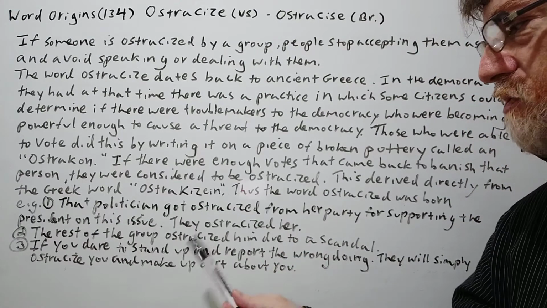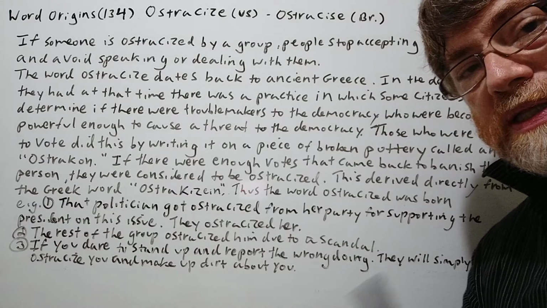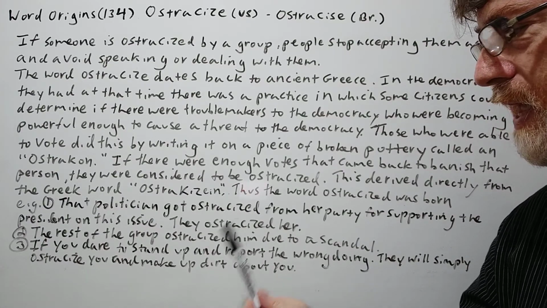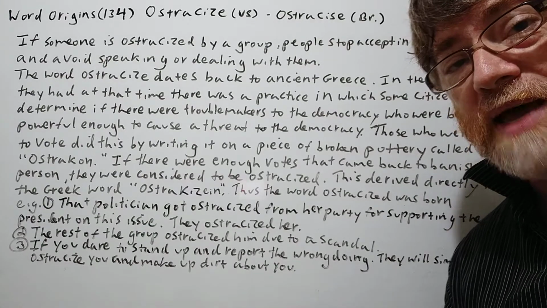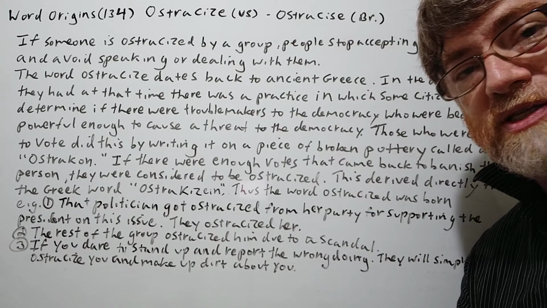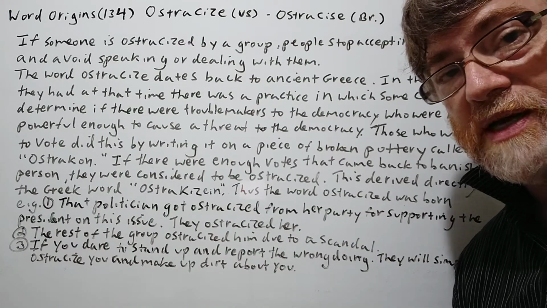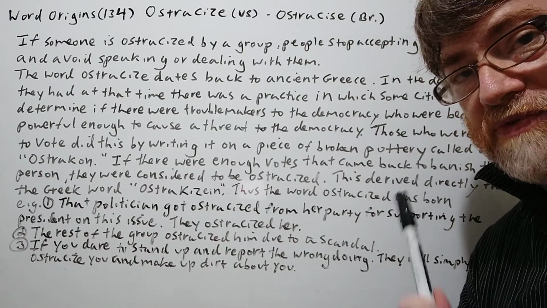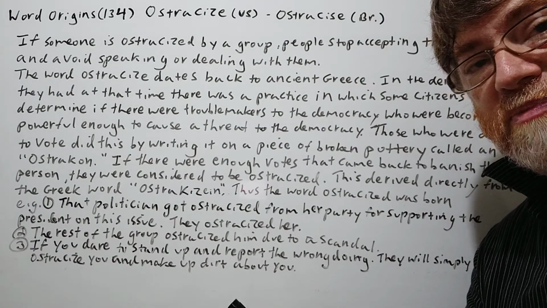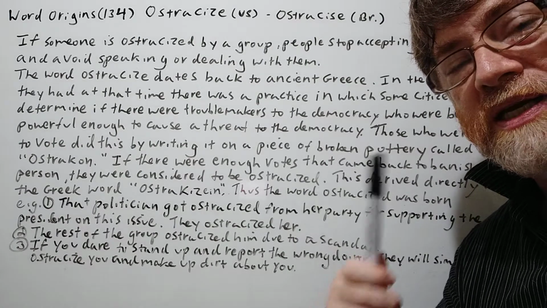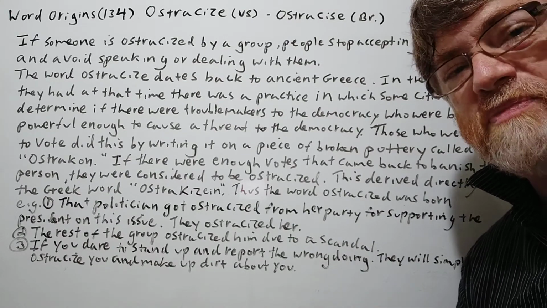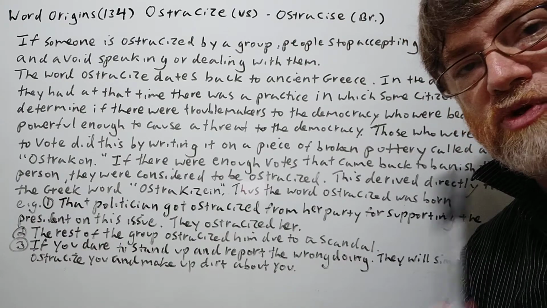Number 3 here. If you dare to stand up and report that wrongdoing, like being a whistleblower, they will simply ostracize you and make up dirt about you. Sometimes this does happen to whistleblowers. I mean, we should be protecting them and considering them to be brave for standing up. But sometimes the group that's in, if they don't like what they're saying, they may just ostracize them, pretend you're not part of the group anymore, and maybe they'll start saying things about you like you're a crazy person, or maybe you're disgruntled, or something bad about you to make you lose your image.